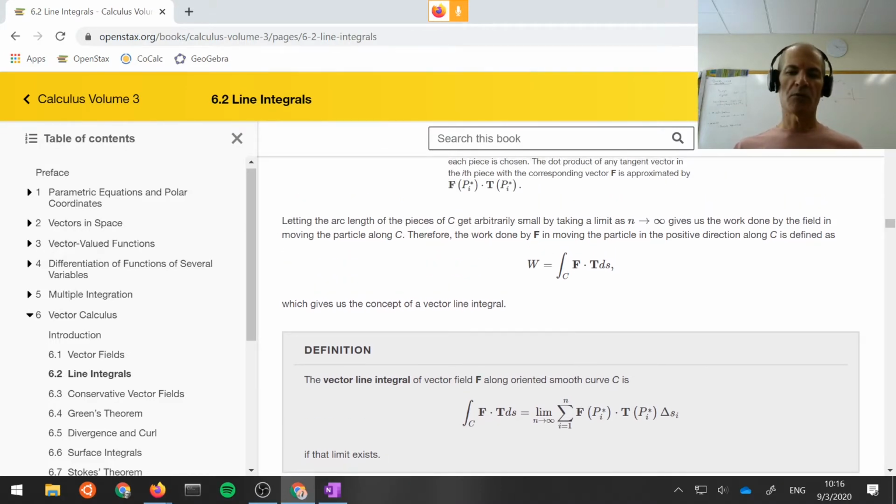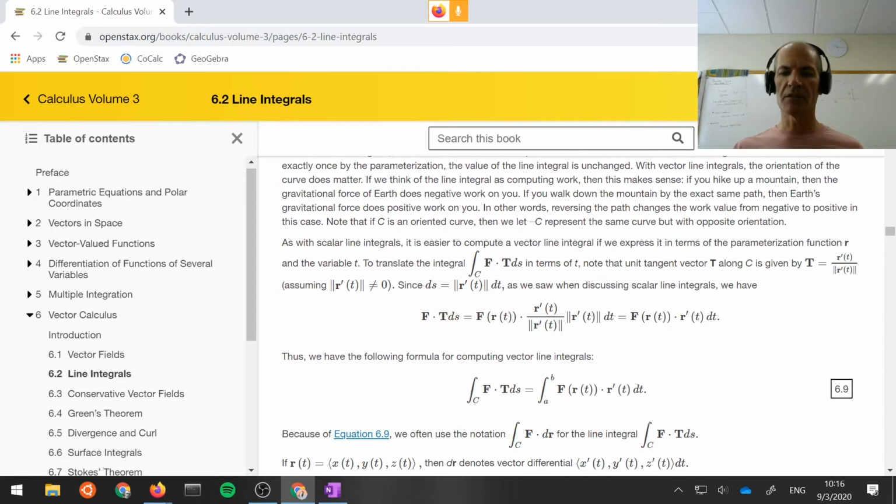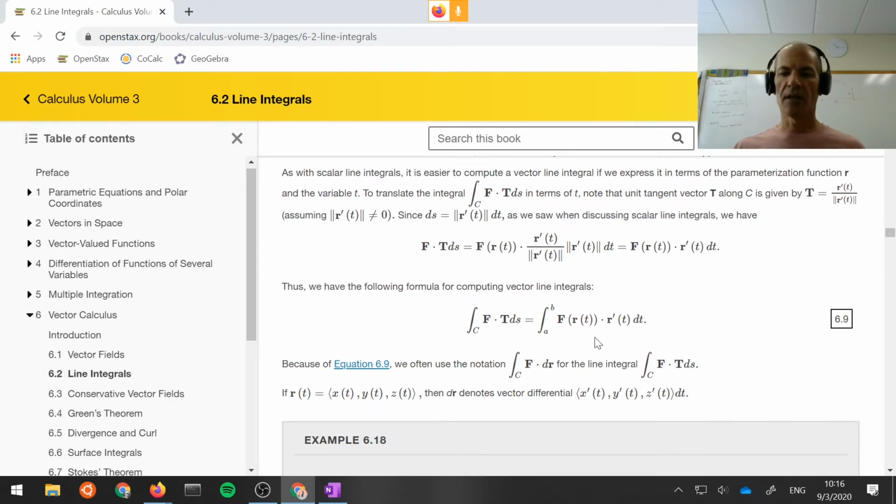Remember that the force is just a vector field. T is r prime over the magnitude of r prime. And remember that ds is secretly the magnitude of r prime dt. So a lovely thing happens here. The magnitude of r prime in the denominator of T cancels with the magnitude of r prime that occurs naturally with this little ds, and you get a really simple expression.